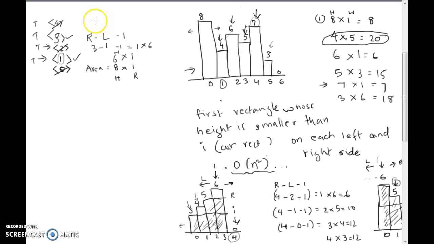But what are the right and the left limits for that? The immediate element below the current element that we want to process, 7, was 3. So the left limit is 3, and the right limit is 5, right? So 5 minus 3 minus 1 is 1, times 7. So the area would be 7, which matches what we were processing here, 7 times 1, and 1 times 7.